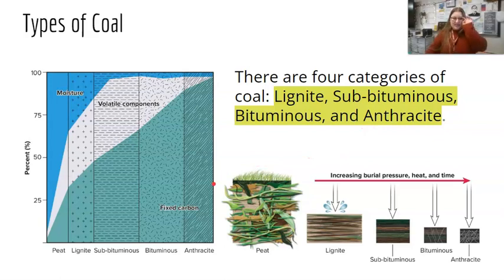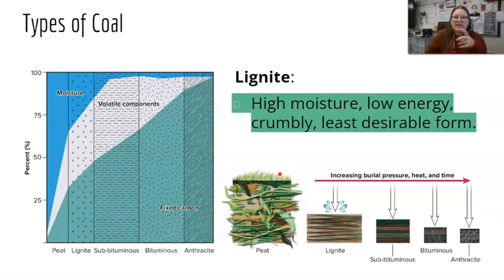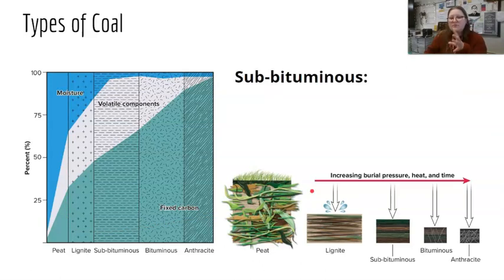I mentioned this briefly in the last lesson, but what makes them different is the percent of moisture, the volatile components, which is what makes it burn, and then fixed carbon, and fixed carbon is where the energy is. So the first we're going to talk about is lignite. Peat is on its way to becoming coal, but isn't really coal. So lignite has a lot of moisture, not a ton of energy. It's very crumbly. It's the least desirable form. It's not used as much.